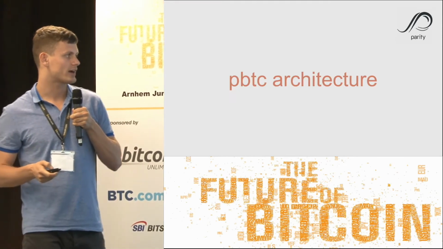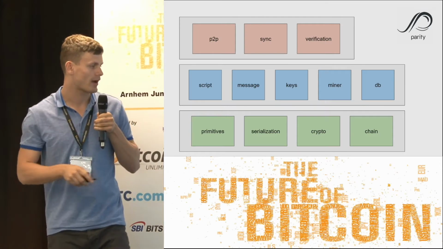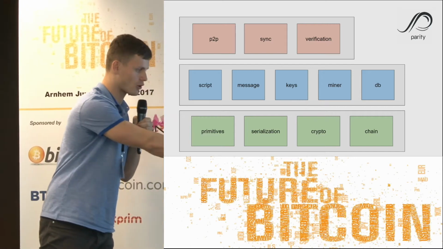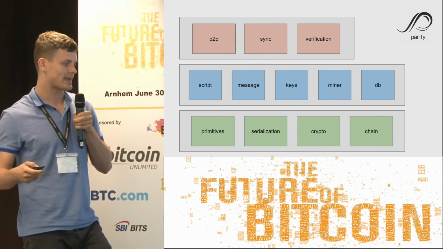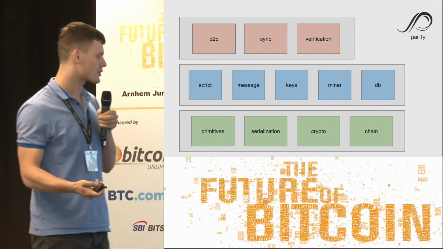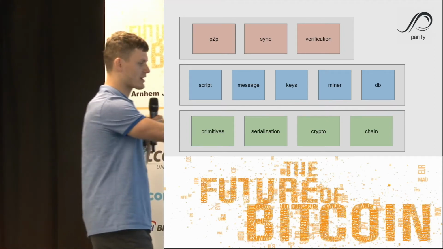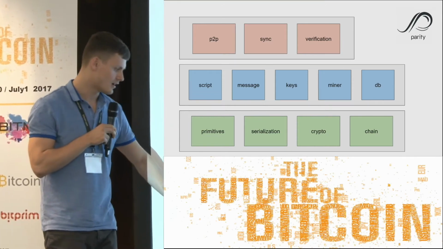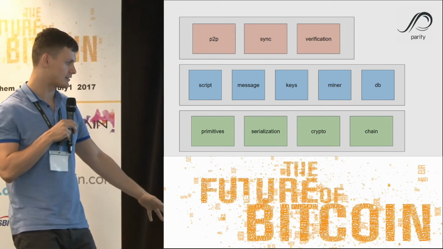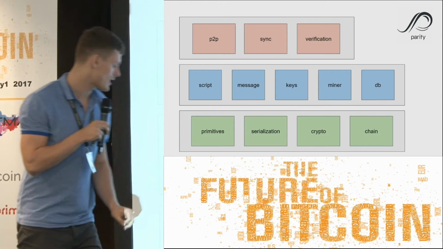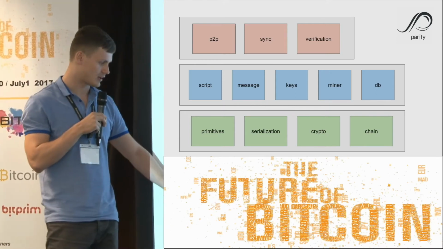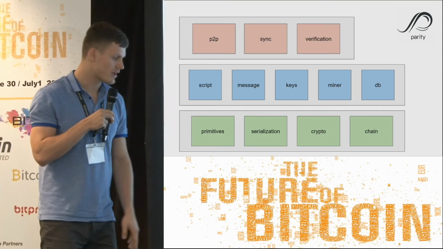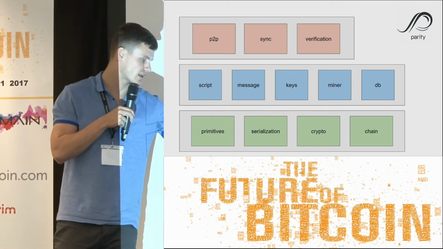So, the architecture of the client itself. I divided the architecture into 3 layers, and those names are just basically names of the core crates. Crate is the name in the Rust world for a library. On the lowest layer we have core crates, which has some primitives, so block, headers, and so on. We have primitives for big numbers, for hashes, and so on. We have a library for serialization and for cryptography.